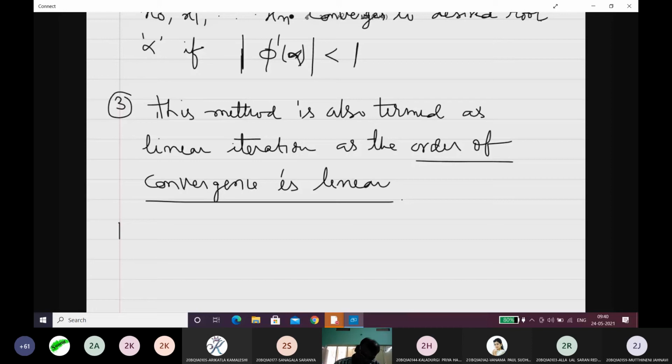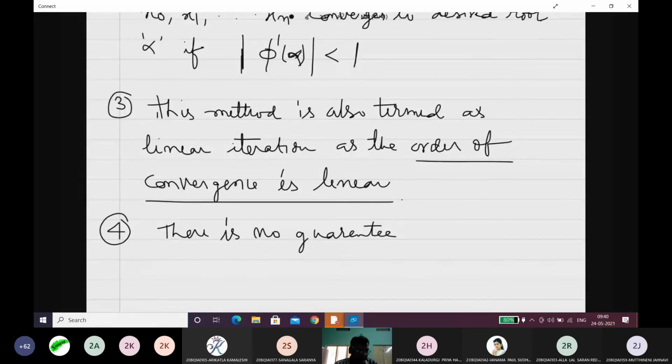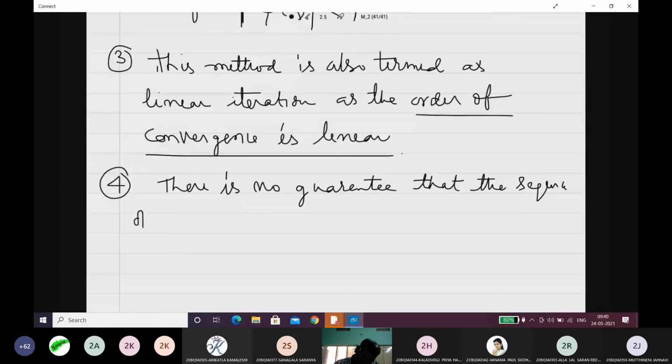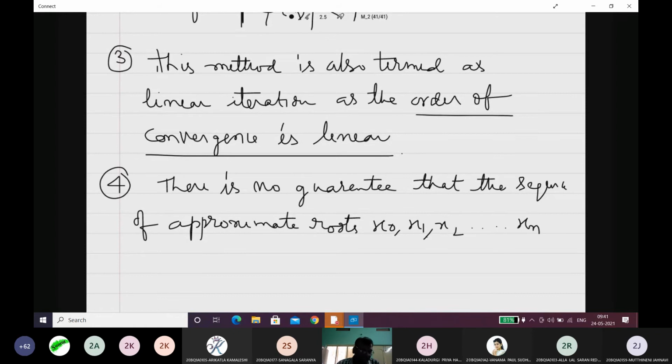Next point. This one is very, very important. There is no guarantee that the sequence of approximate roots x0, x1, x2, etc., xn will converge to a root.